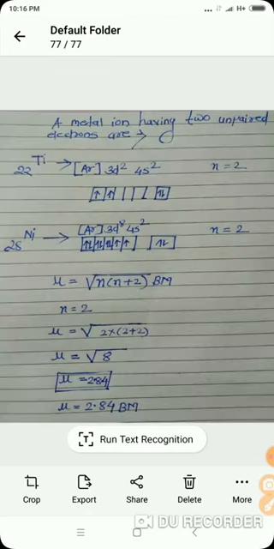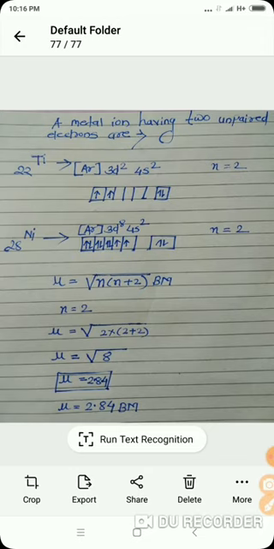So now listen, a metal ion having two unpaired electrons is Ti. Ti is the symbol for titanium, having atomic number 22. Its electronic configuration is Ar 3d2, meaning the d orbital contains two electrons, and when we observe the arrangement of these two electrons, the d orbital contains two unpaired electrons. So n is equal to 2.